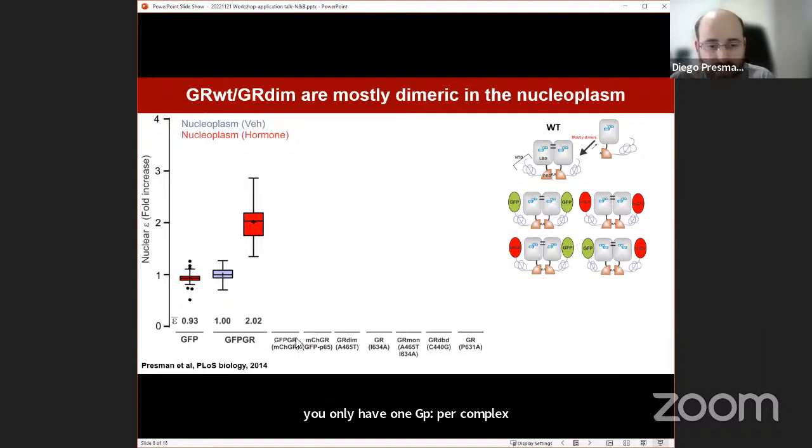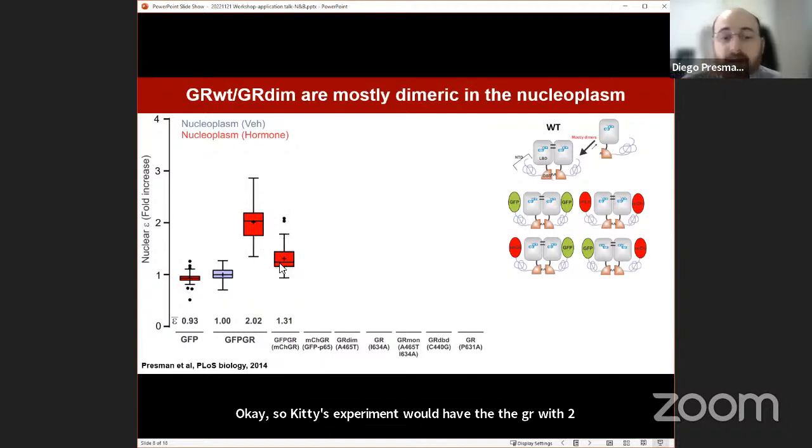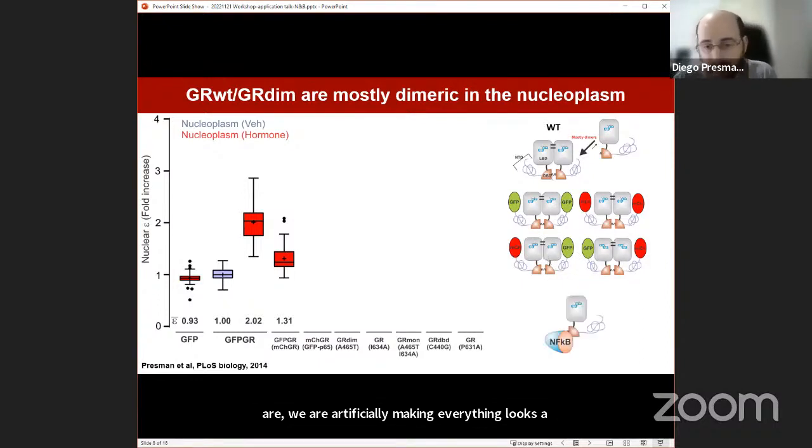So here is the experiment. We have the GR with 2 colors. We only look at the green channel, and as expected, we see an intermediate value between 1 and 2 because we are artificially making a considerable amount of the proteins look like a monomer. So the hallmark, or the most important prediction, of the dissociative model was that GR was interacting with proteins like NF-kappa B as a monomer.